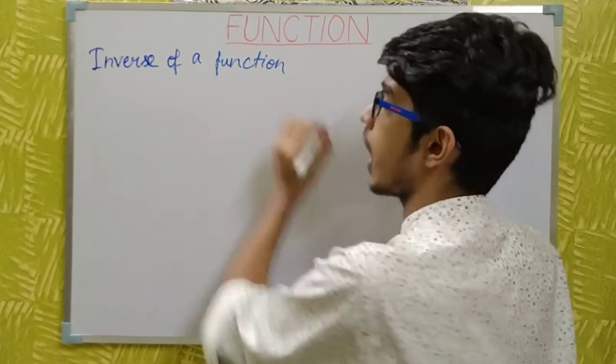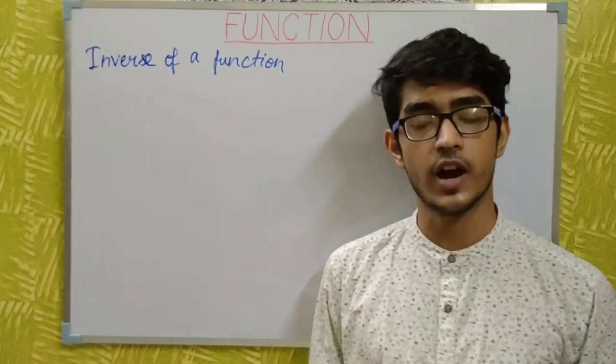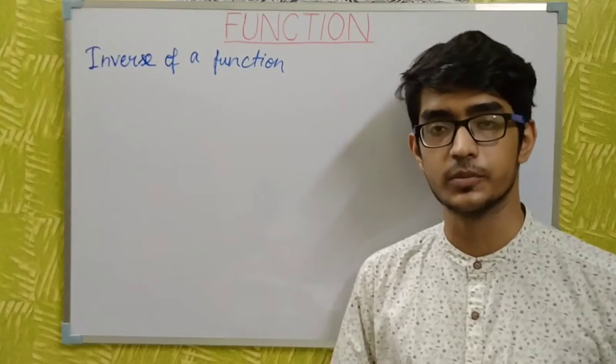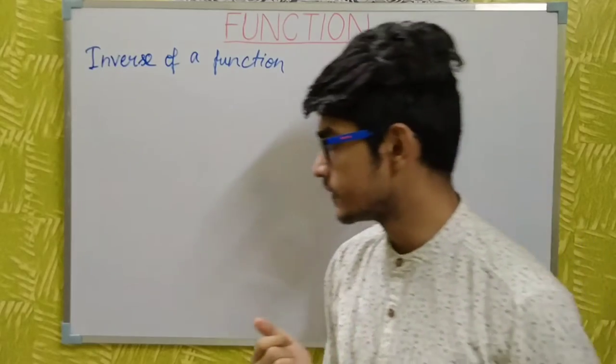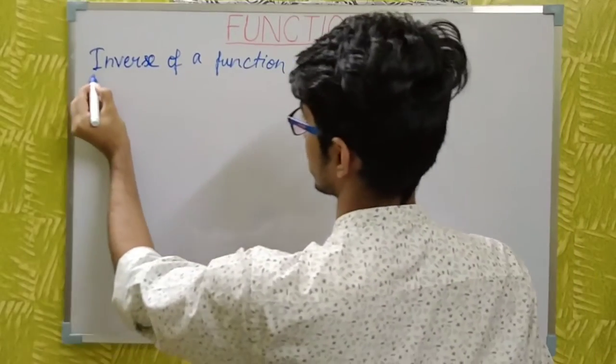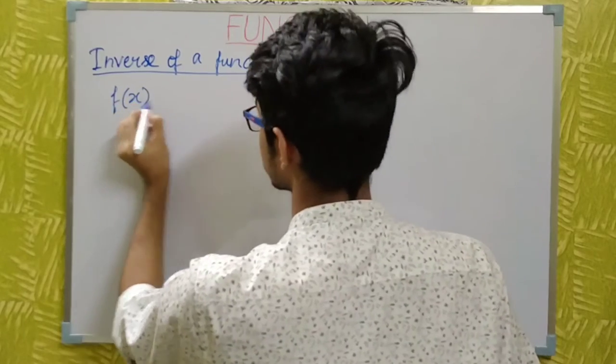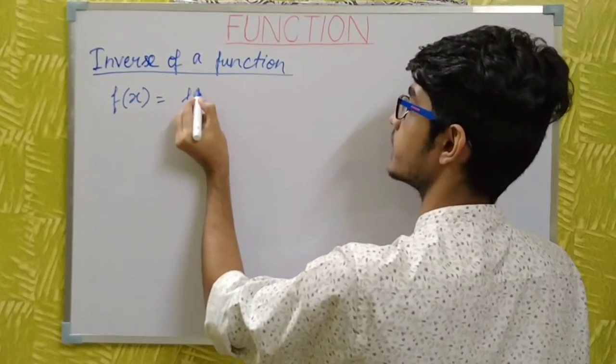Now how will we determine whether a function is invertible or not? If a function is bijective, then the function is said to be invertible. That means if a function is both injective and surjective, then the function is invertible. Now for a function f(x), its inverse is written as f inverse x.